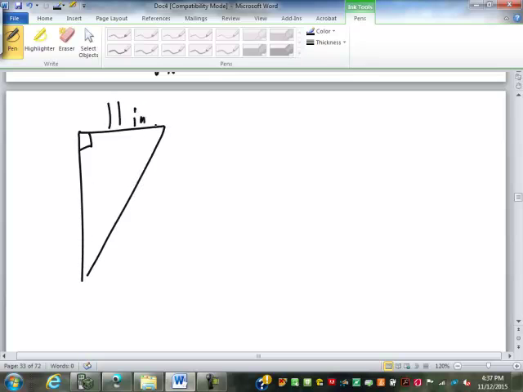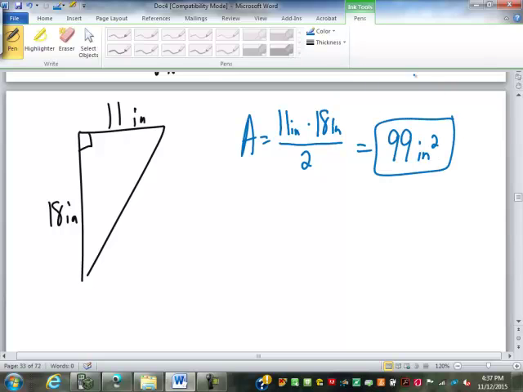So 11 inches by 18 inches. Find its area. What'd you get? 99 inches squared. It's 11 times 18 divided by 2. Yep. Just like the length times width for the rectangle, you divide it by 2.